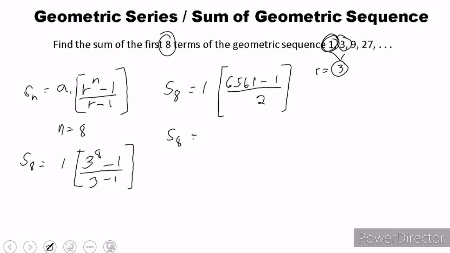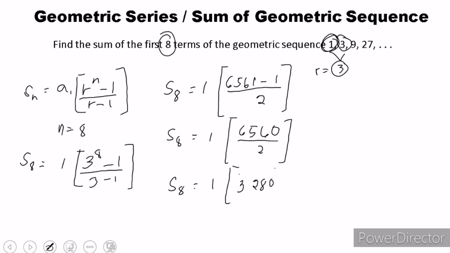So, S sub 8 is equal to 1 times 6,561 minus 1 is 6,560 divided by 2. So, S sub 8 is equal to 1 times 6,560 divided by 2 is 3,280. So, S sub 8 is equal to 1 times 3,280, which is equal to 3,280 pa din. So, yun yung sum ng kanyang first 8 terms ng ating finite geometric sequence.